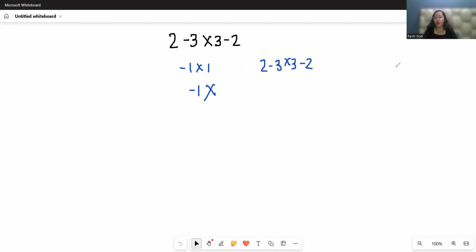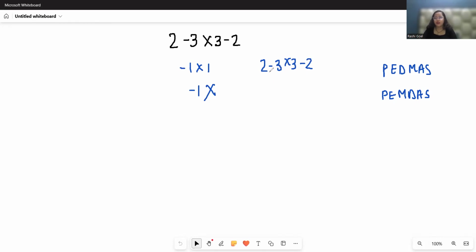You have to follow order of operation, that is PEMDAS rule, where P stands for parenthesis, E stands for exponent, and division and multiplication have same priority from left to right. You have to solve, and similarly addition and subtraction.